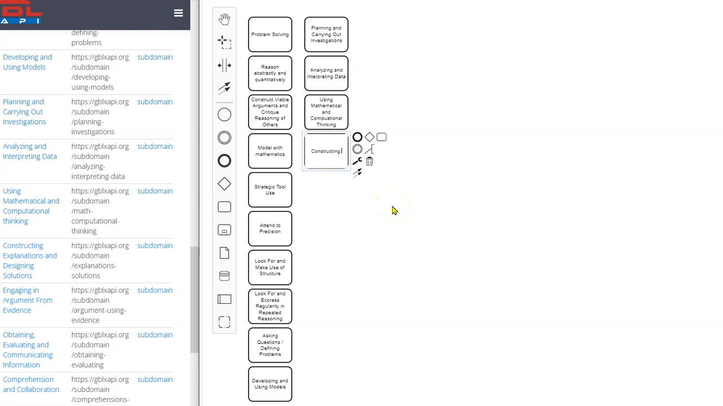Constructing explanations and designing solutions. So you have an explanation to whatever happened, good or bad. How do you construct that explanation into a sentence or into a verbal statement? And once you do that, you're going to have to design a solution to that problem.